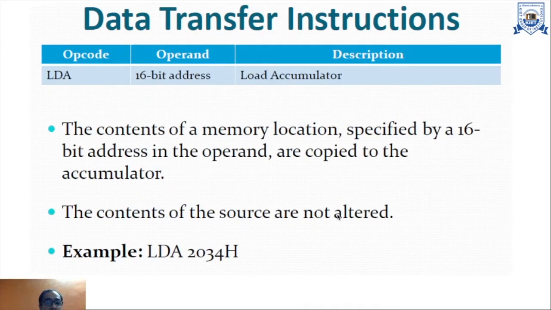Coming to LDA. LDA has an operand, a 16-bit address. What will happen is that the contents of the memory location specified by the 16-bit address will be copied to the accumulator directly. As you could see, LD is load and A is accumulator. So 2034: whatever data is there at the 2034 location will be copied into register A.